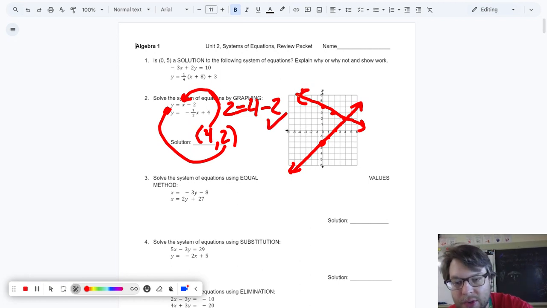And same idea if we double check it with the other equation. 4 goes for x. Half of 4 is 2. So negative half of 4 is negative 2. Plus 4 to that, you get y equals 2. So it works for both.